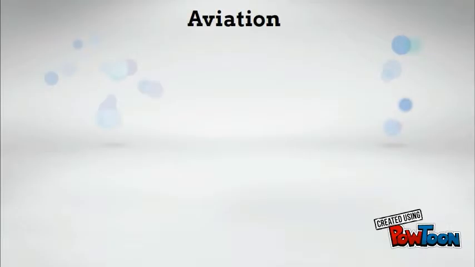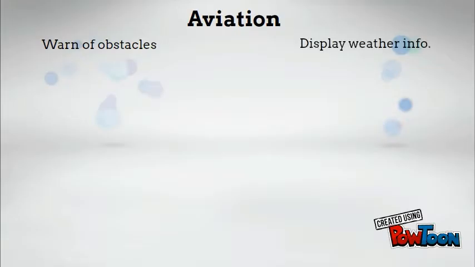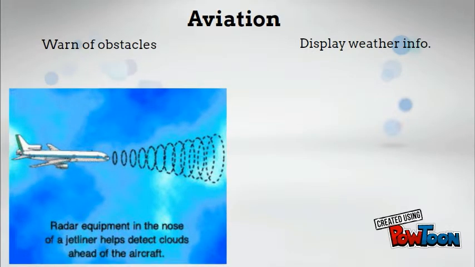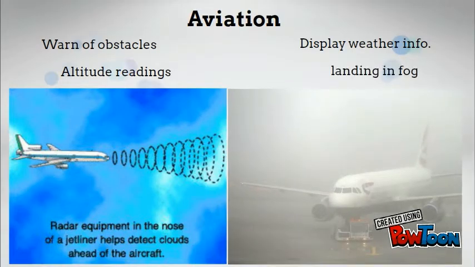In aviation, aircrafts are equipped with radar devices that warn of aircraft or other obstacles in or approaching their path, display weather information, and give accurate altitude readings. Such aircrafts can land even in fog at airports equipped with radar-assisted ground control approach systems.